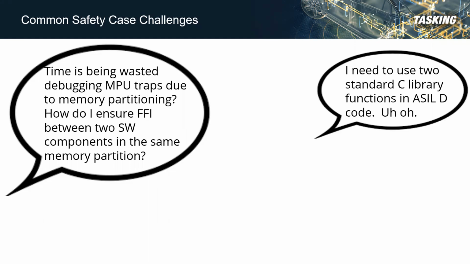Here, another requirement is I need to use two standard C library functions in my ASIL D code. Well, the standard C libraries are typically released as QM, but now it needs to be ASIL D. What do we do? So they need to have one of these math functions qualified for ASIL D. How do they proceed?